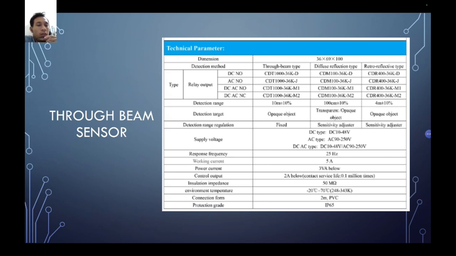Impedance is 50 mega ohm. The environment temperature is negative 20 degrees Celsius to 70 degrees Celsius. The connection form uses a 2 meter wire, and the protection grade is IP65.